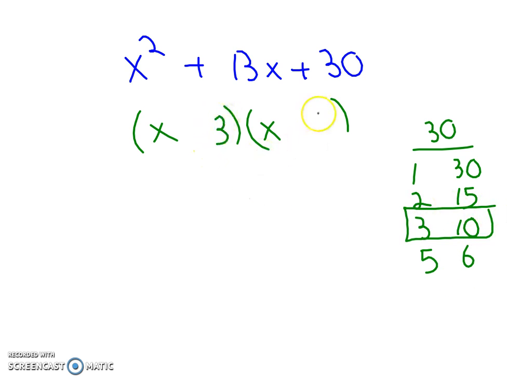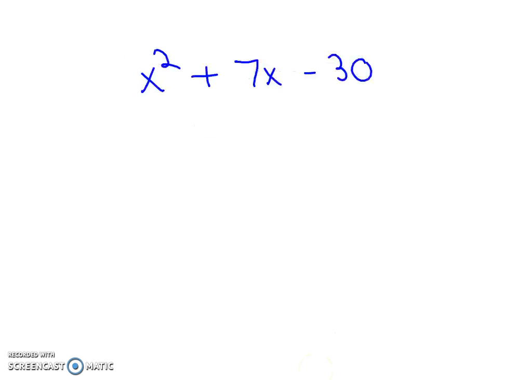So I'll put a 3 there, 10 there, and then we have to decide, are they both plus or both minus? Either one would get us plus 30 when we multiply, but the only way for them to add together to get 13, positive 13, is if they're both positive. And now we're done. Okay. Let's look at another one.